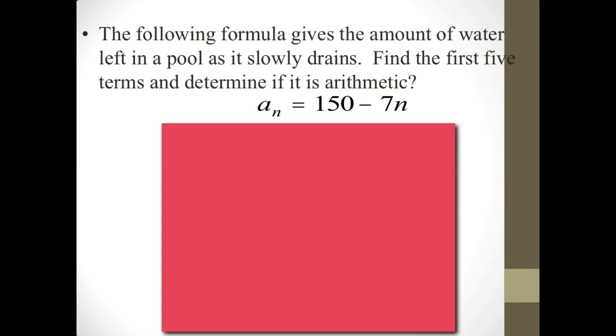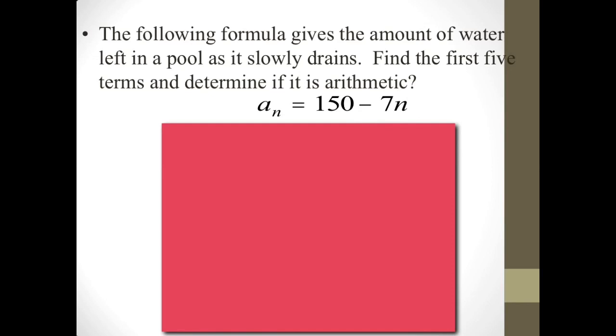Alright, here's our next example. We have a sub n is equal to 150 minus 7 times n. So to find the first 5 terms, you're going to evaluate this function by plugging in 1 through 5 for n. So you have to do this 5 times. Once you've done it 3 times, if you can identify the pattern, you can use that pattern to continue on to find the remaining 2 terms. So go ahead and try the first 5 terms now.